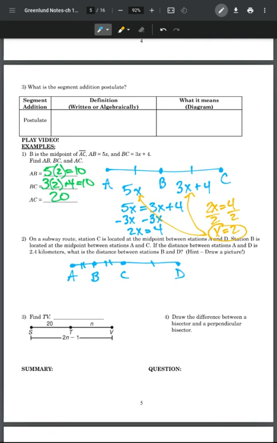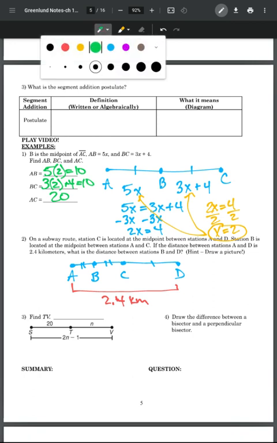If the distance between stations A and D is 2.4 kilometers, so I'm going to draw that in. So if this whole thing is 2.4 kilometers, what is the distance between stations B and D? Hint, draw a picture. And drawing a picture really does help, so you want to make sure you can do that.